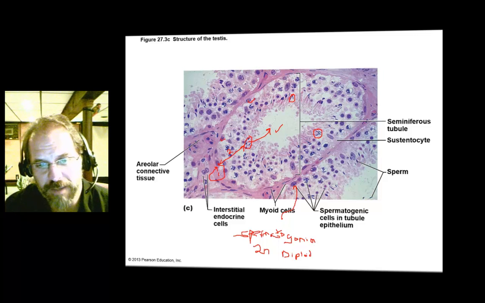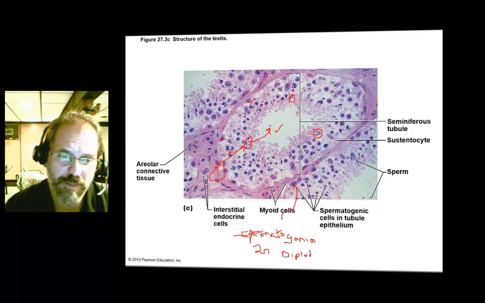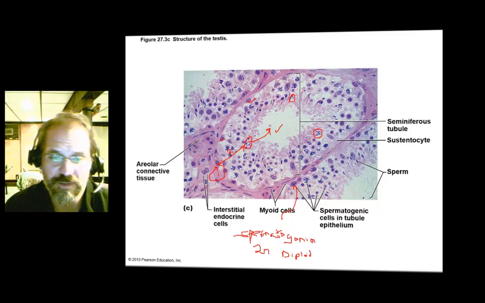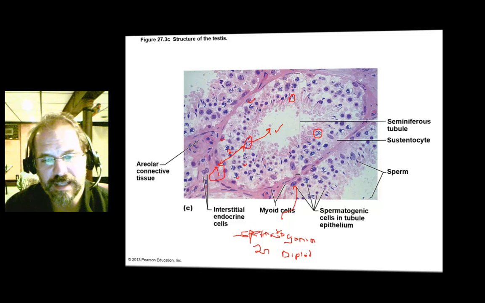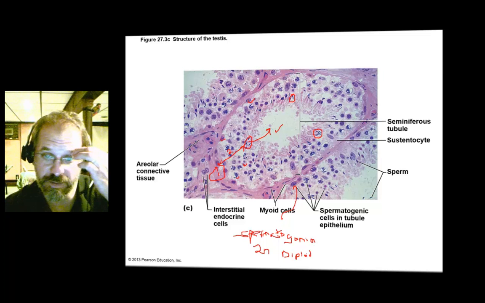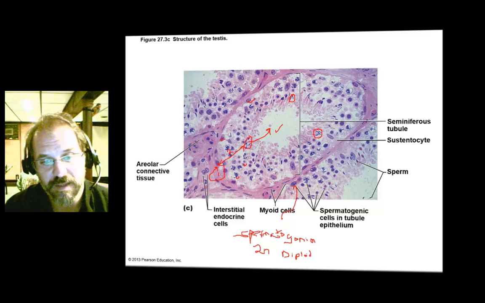Once they start dividing by meiosis, they get called spermatocytes. In the first round of meiosis, they're called primary spermatocytes. In the second round of meiosis, they're called secondary spermatocytes. And then they become spermatids. So the flow as we go through meiosis is spermatogonia, primary spermatocyte, secondary spermatocyte, spermatid. And then the spermatids can eventually mature into spermatozoa later on.